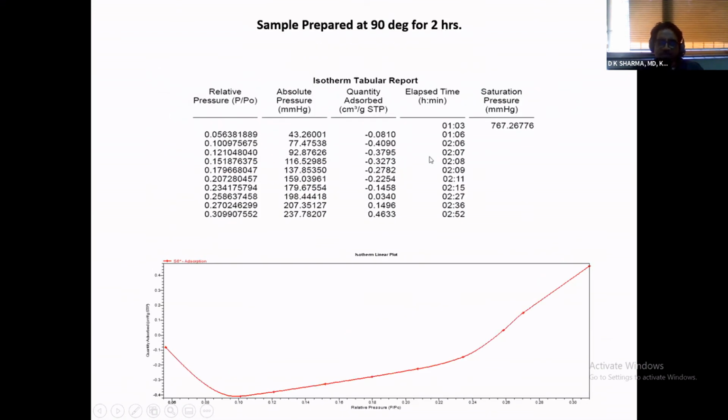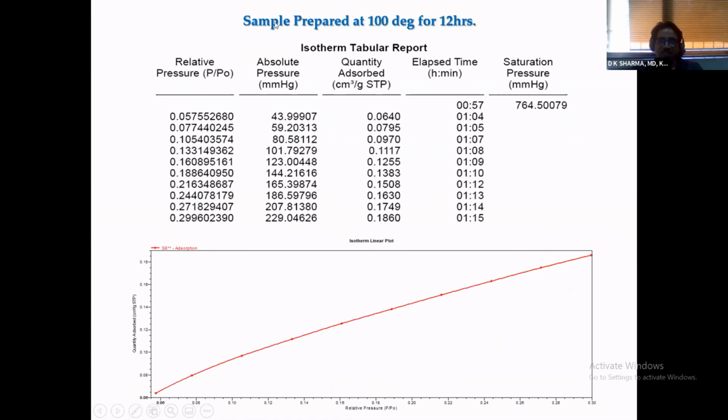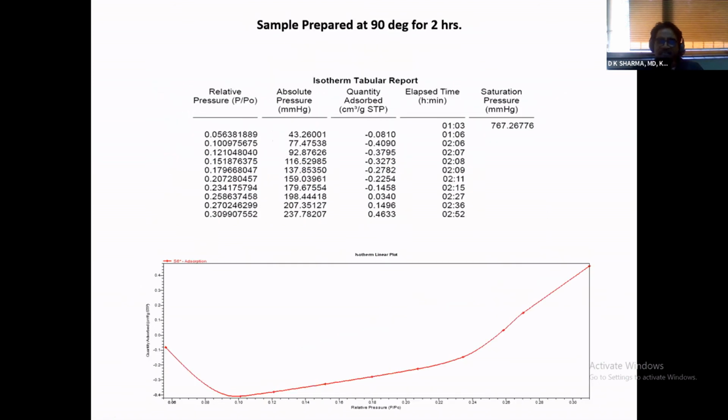Okay, the values adsorbed were negative, all those things. When I prepared it at 100 degrees for 12 hours, now the isotherm looks nice. Okay, it's a low adsorbing material, all right, but still it has to be a positive adsorption. In the earlier case, there was no positive adsorption, which means the preparation was not perfect.